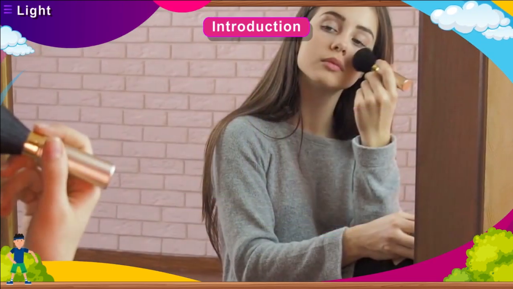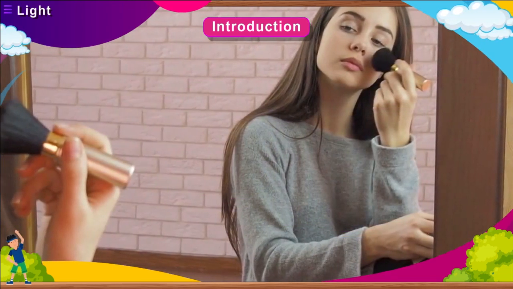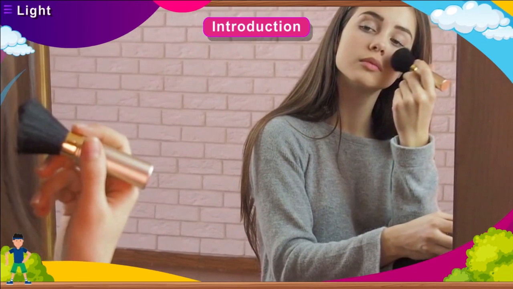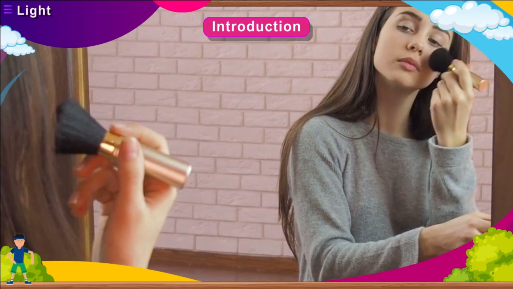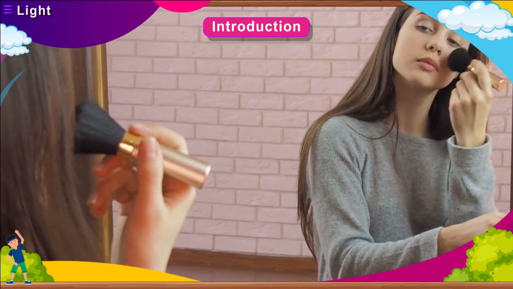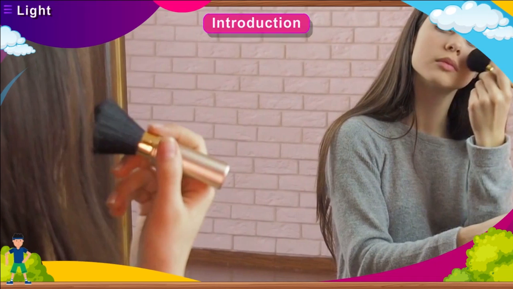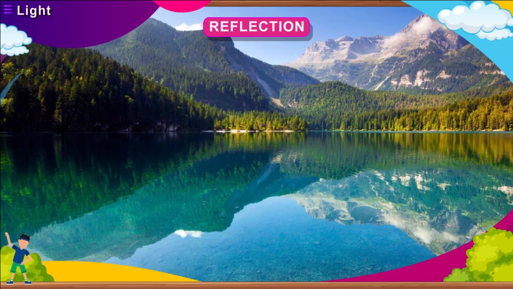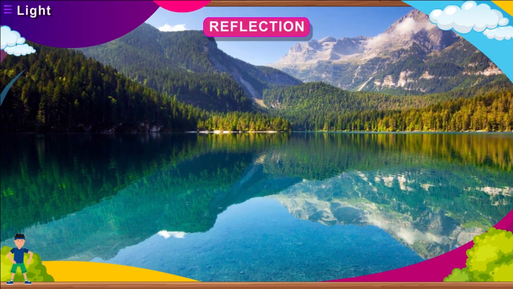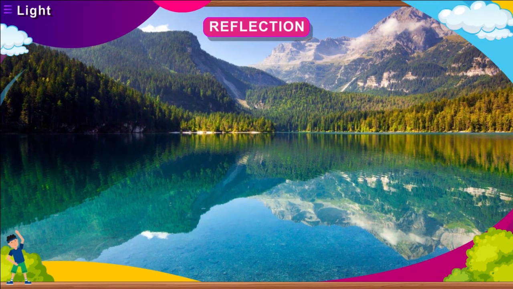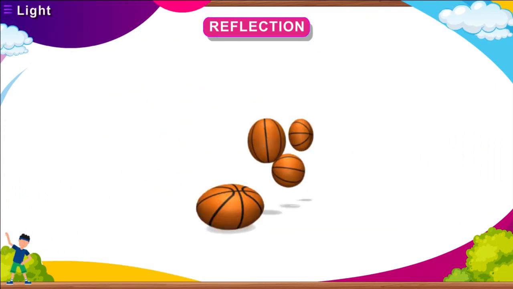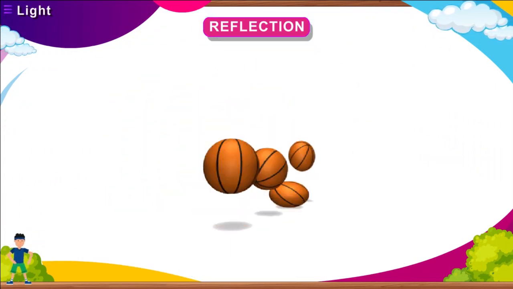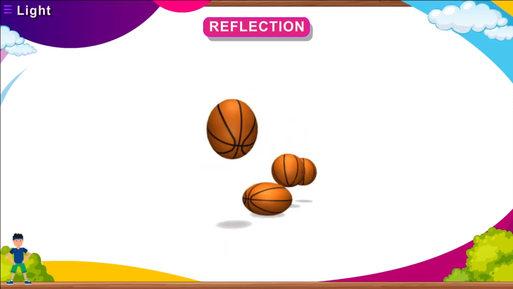You will appreciate the fact that images are visible only on polished surfaces. Now, let us study reflection, which is the cause of formation of images. Reflection. The bouncing back of light from a surface is known as reflection. The reflection of light is like the bouncing of a ball. Whenever light falls on a polished surface, it bounces back.